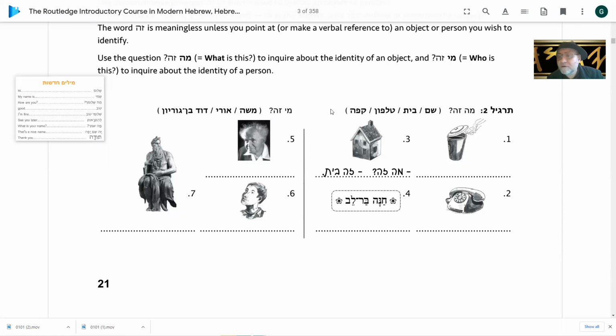Okay, so number one, we have targil, which means it's like an exercise or a drill. And here's the question: Ma ze, what is this? Well, you can clearly tell that this is a trash can, and this is a house. And they give us options here to answer. Okay, so the first one, here's how they're doing this.